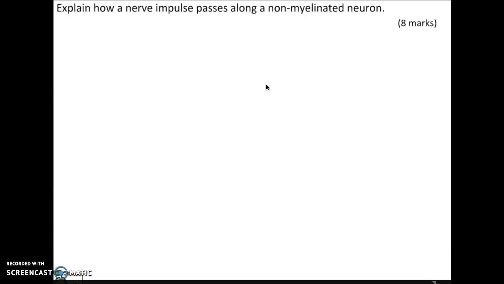Okay. On your Edpuzzle, please explain how a nerve impulse passes along a non-myelinated neuron. Now, I'm looking for neurons that are not insulated with Schwann cells. How does this work? So this is everything we've been talking about except for this last slide, which was essentially all about the Schwann cells, the nodes of Ranvier, and the saltatory conduction. So talk to me about that. 8 marks.